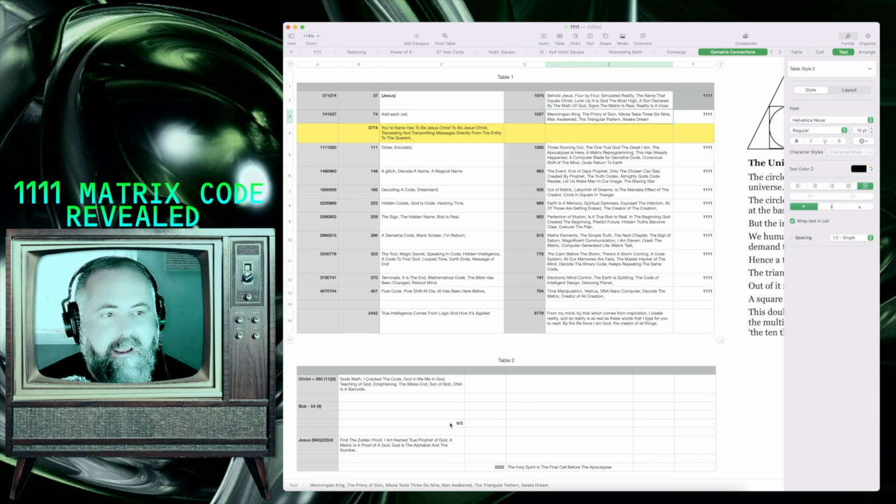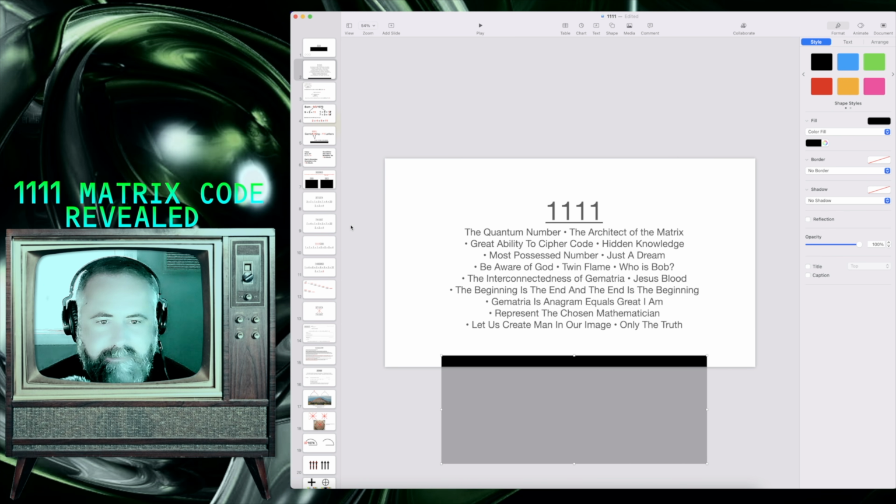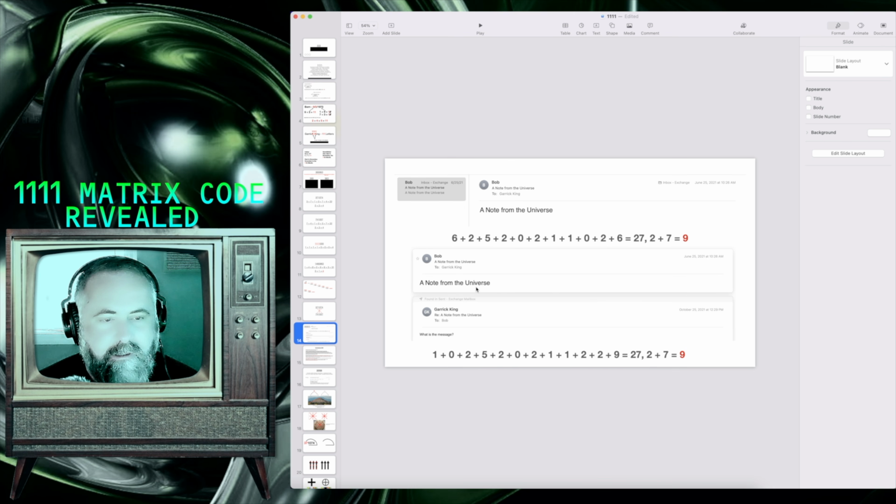However, last Monday, I was screen sharing with a coworker, showing her some of the stuff that I have found, and she kept prodding me to respond to that email. And I kept going back and forth about it, but I finally responded. And all I wrote back was, if I can find it here. So here's the original email from Bob, and it said a note from the universe. And then I responded back to Bob, "What is the message?" That's all I wrote.